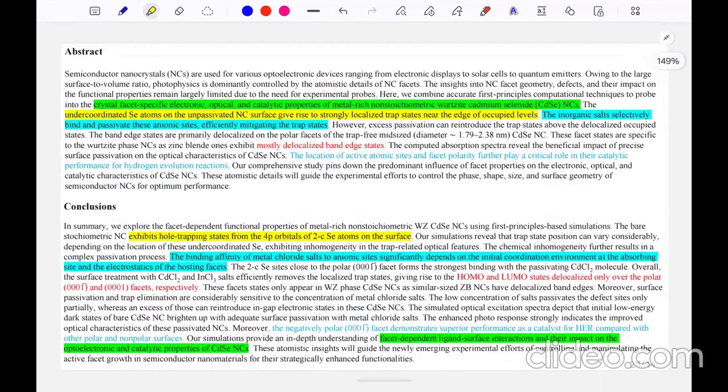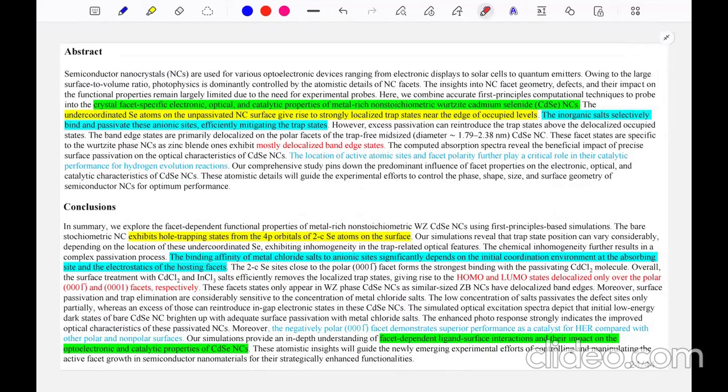So now, in the last part, we will be discussing the comparison of the abstract and conclusion. What are the differences and what are the similarities between them? First, we will discuss the similarities. The first thing is that both sections focus on the same central theme, facet-dependent electronic, optical, and catalytic properties of the cadmium selenide nanocrystal.